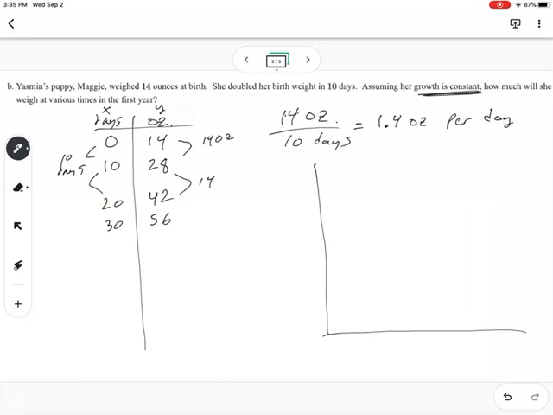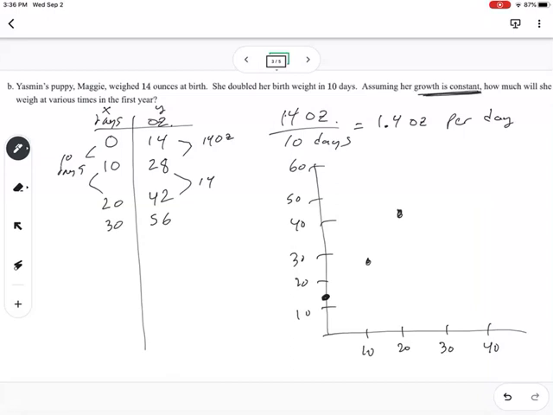Again, we have days, and we need to go 10, 20, 30, and so forth. And on our ounces, 10, 20, 30, 40, 50, 60. And here we have 0, but it starts at 14. So it's not going to start at the origin. It's going to start up higher on the y-axis. Then here's our growth rate of, after 10 days, 28. After 20 days, 42.